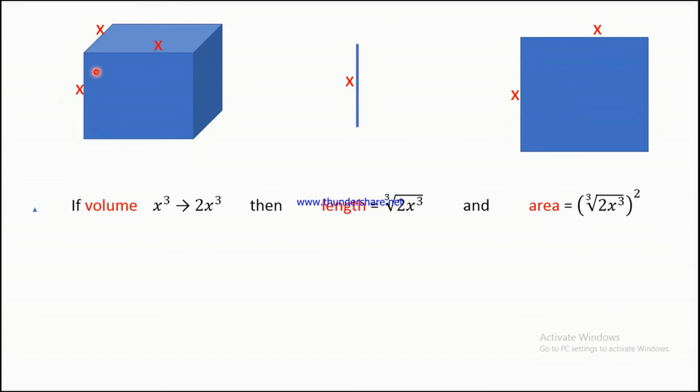Now, if the volume of a globe is doubled, then what happens to a line on that globe or an area on that globe? So, volume has been changed from x cube to 2x cube. Then the length of a line on that cube changes this way: cube root of 2x cube, and area will be cube root of 2x cube to the power 2.